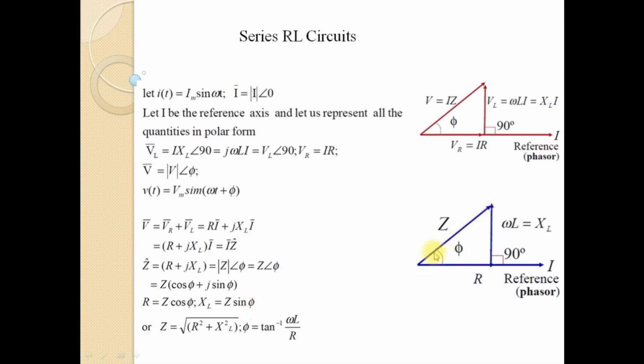And from this impedance triangle, you can see that the magnitude of Z is given by the square root of R square plus XL square. That is this relation: Z is equal to root of R square plus XL square. And tan phi is equal to XL divided by R. From this we obtain a relation: phi is equal to tan inverse of omega L by R.